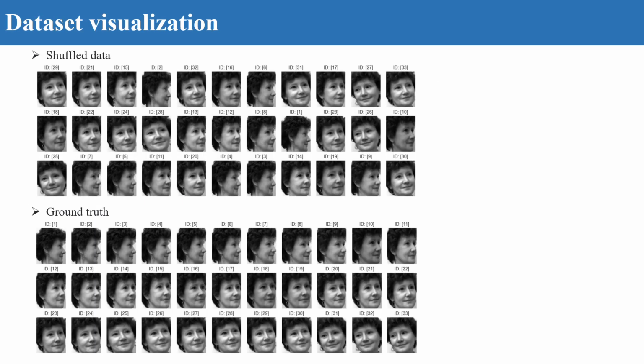Here is the shuffled dataset and the ground truth dataset. The shuffled dataset is a sequence of 33 images of different face orientations of a woman. On the other hand, the ground truth dataset shows the correct order of faces. The woman's face is gradually turning from right to left. This is the order that we will be using as our reference for the evaluation of the learning algorithms.